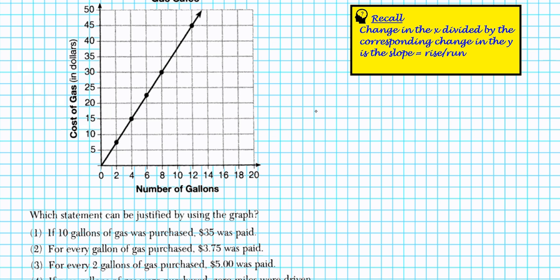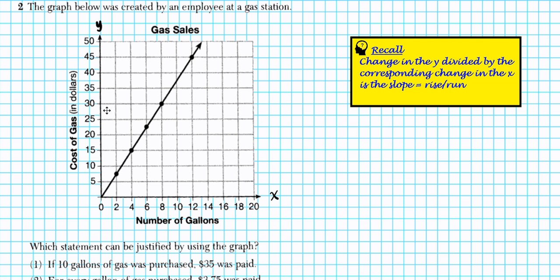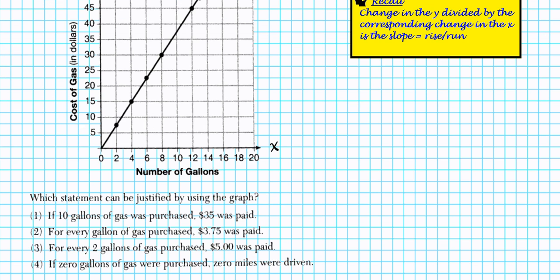Now, one thing you want to recall is that whenever you're computing a change in y divided by the change in x, what you're looking for is the slope. So change in y divided by change in x is the slope. In this problem, this is basically your x-axis, your run, and this is your y-axis, your rise. Any measure that involves computing change in cost divided by change in gallons, or cost per gallon, is alluding to the slope, rise over run.